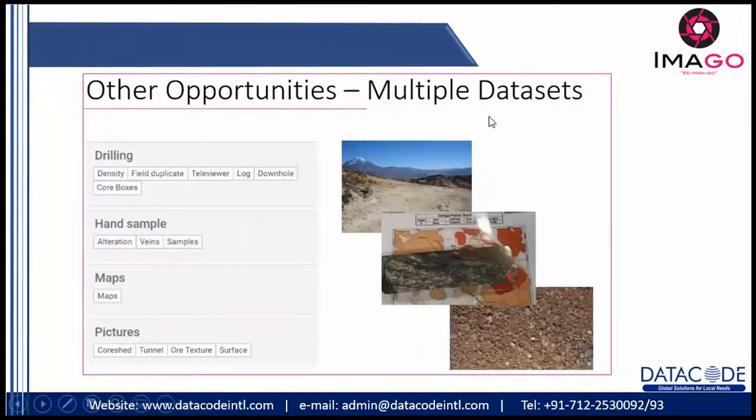This is the multiple data sets feature. I have repeatedly mentioned that not only core photographs, Imago has the capability to bring multiple data sets into a single platform, where you can bring images of locations, maps, cores and chips, along with televiewer or drill hole images or any log file. So it will allow you to bring multiple data sets into a single platform without changing the platform.